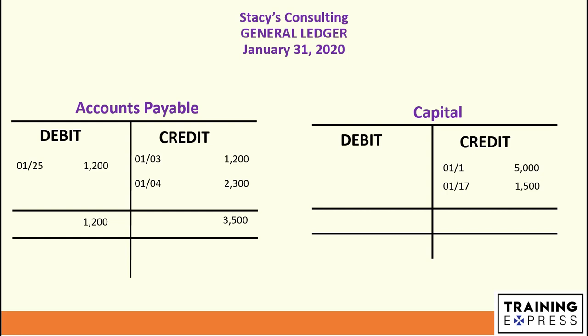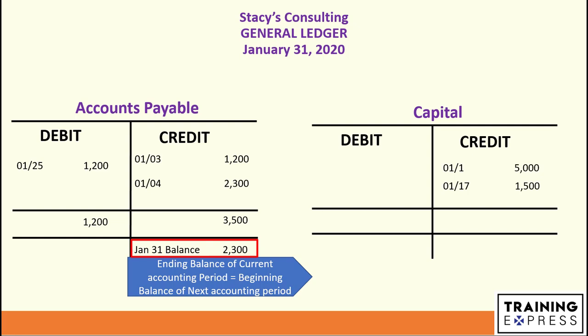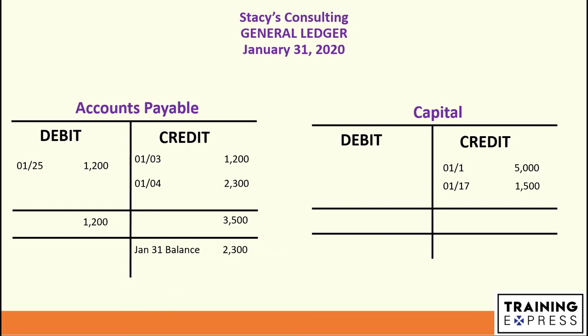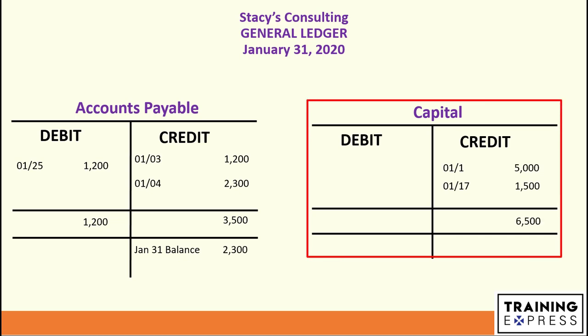You got it. We will write the ending balance on the same side which is greater. So in this case, credit side is greater. So we will write the ending balance on the credit side, and that is $2,300. Again, ending balance of current accounting period will be the same as beginning balance of next accounting period. Now let's move on to the other ledger here, that is capital.